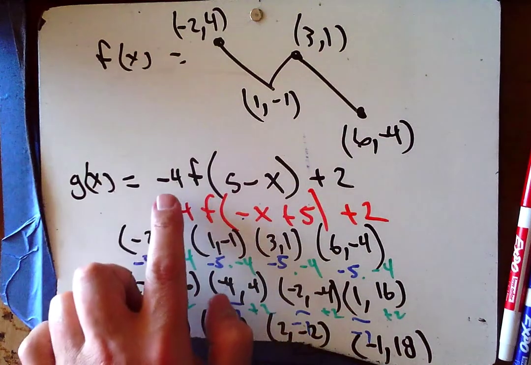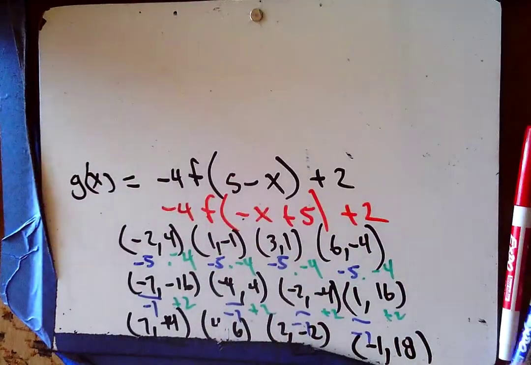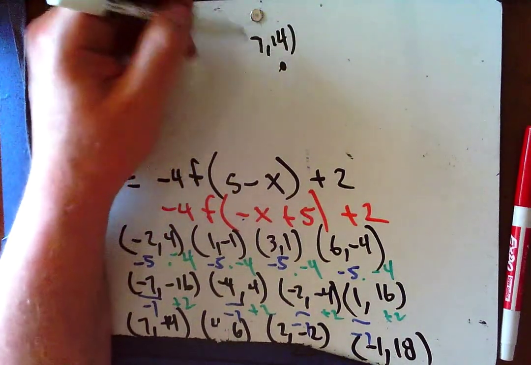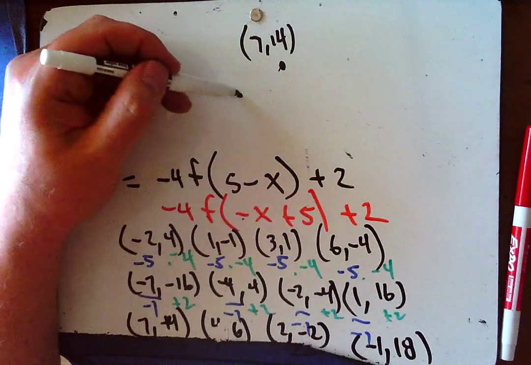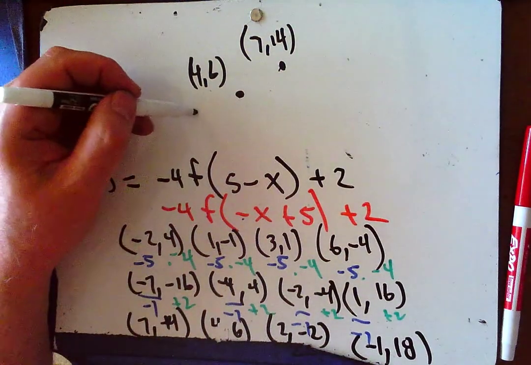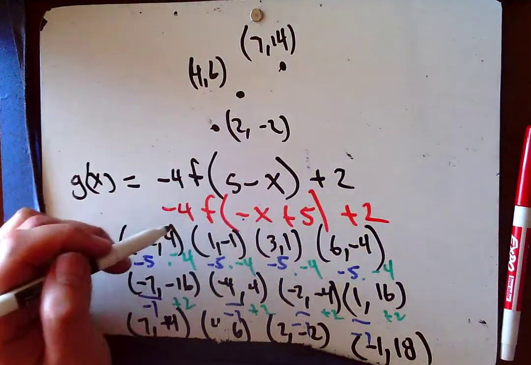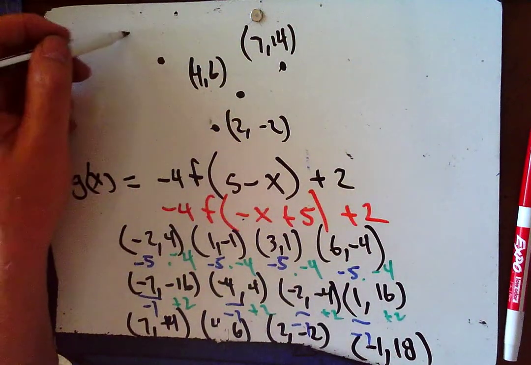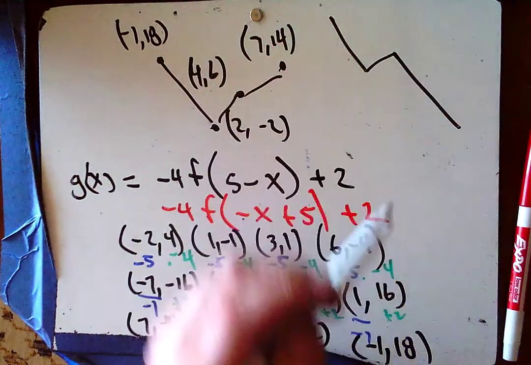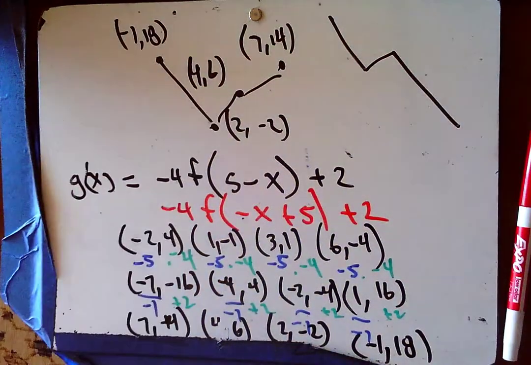Okay? And when I think about this, reflected across the x-axis, this reflected across the y-axis. So we're starting over here with (7, 14). So here's (7, 14). Now I know this one is (4, 6). So (4, 6) is to the left and lower than. And then I've got (2, -2). So (2, -2). And (-1, 18). I feel like there's something wrong here. I want to go back and check because I don't remember that shape. I remember a shape that went like that. What did I do?